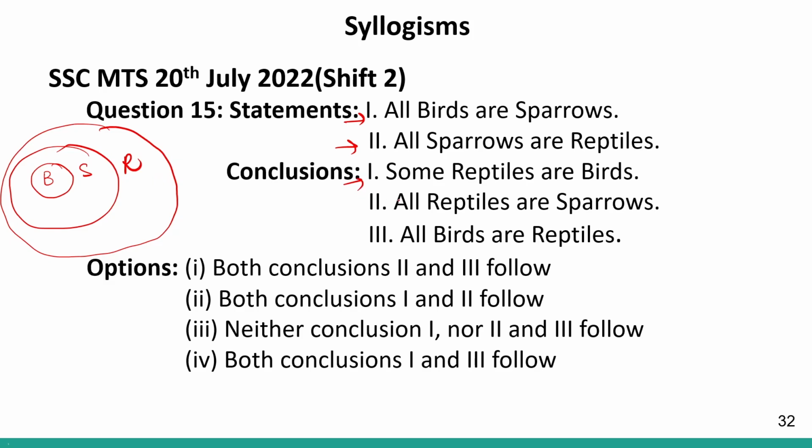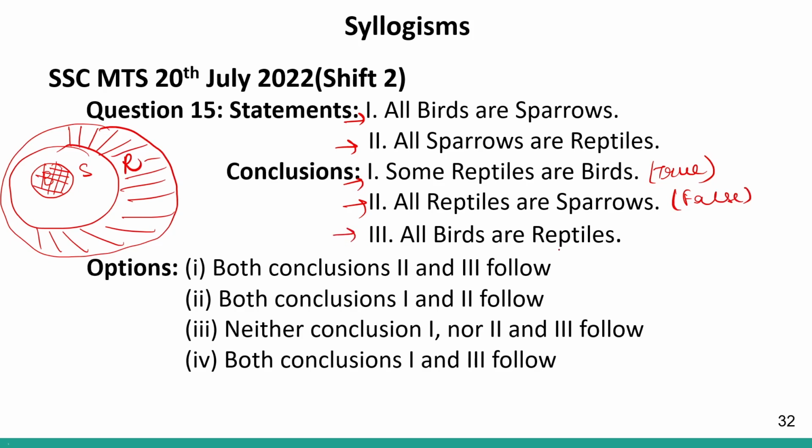Conclusion number 1 says some reptiles are birds. Yes, because this is reptile and some portion of reptile is bird. So this is true. Second one says all reptiles are sparrows. No, because this portion is definitely not overlapping with sparrows. So this is false. This is a possibility. It may or may not be true.